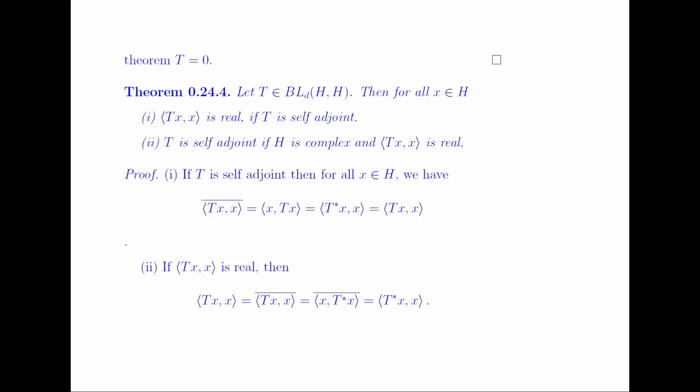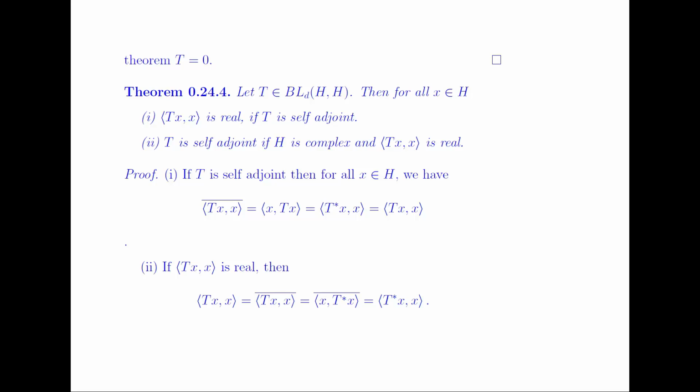Now further, let T be a bounded linear operator from H to H, where H is a Hilbert space. Then for all x belonging to H, the inner product of Tx comma x is real if T is a self-adjoint operator. Further, T is self-adjoint if H is complex and the inner product of Tx comma x is real.